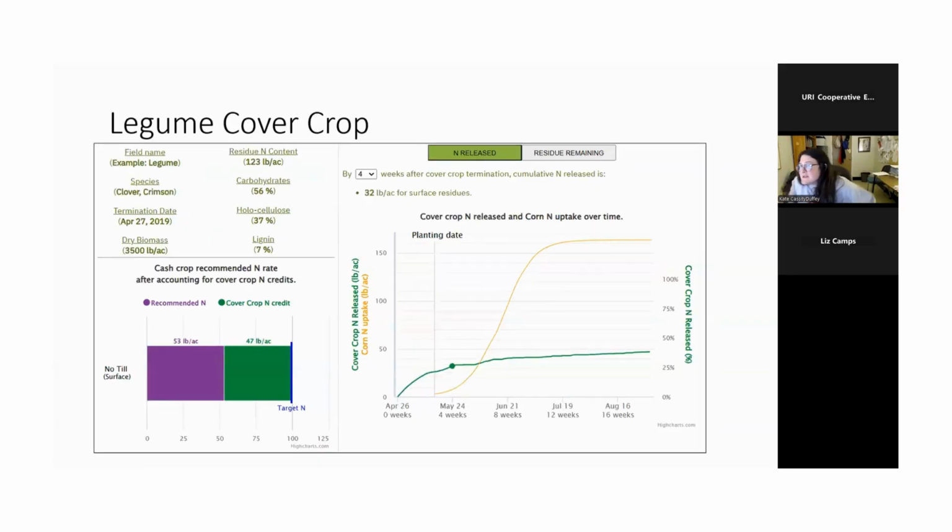All right, so let's contrast that to a legume cover crop. So for example, we have our species of clover, crimson clover. It had a dry biomass of about 3,500 pounds per acre. And here again, you see that corn uptake curve, cover crop nitrogen release curve. And what I want to show you here is you did get about 32 pounds per acre of nitrogen released. So there you can subtract those 32 pounds from the 150 that you were supposed to add, and you can reduce your fertilizer application based off of this model.